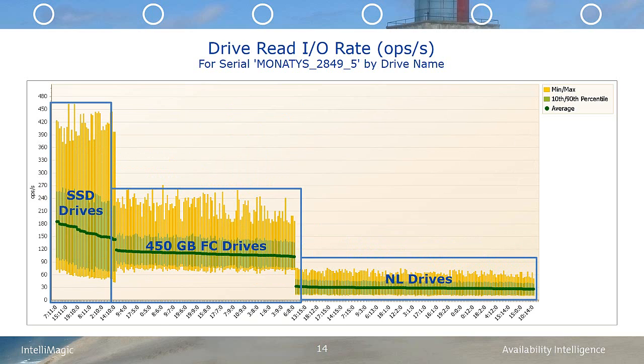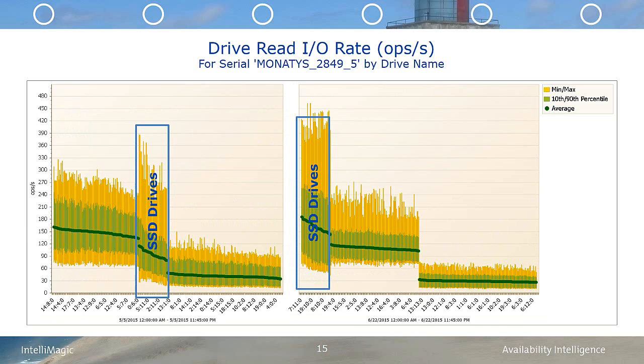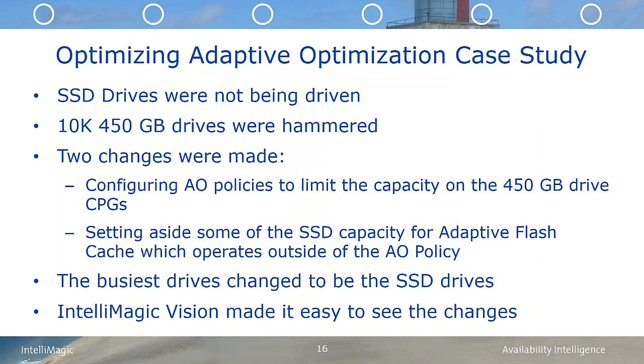Notice that the chart for this day has the profile that we want to see, with SSDs being the busiest and fiber channel drives being the second busiest, followed by the nearline. With this compare chart, we can see that the profiles between the two days moved dramatically. And with this level of optimization, you can safely use the storage capacity you have without worrying much about impacts to performance. Let's summarize this adaptive optimization case study.